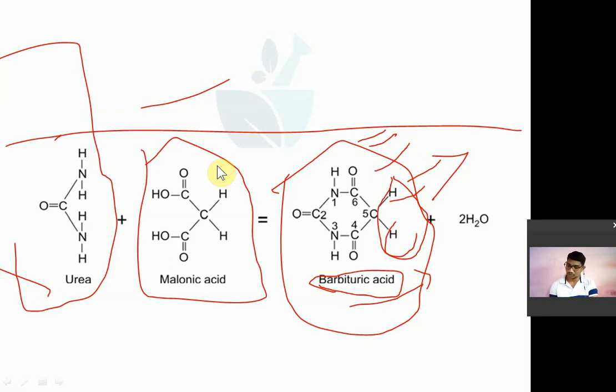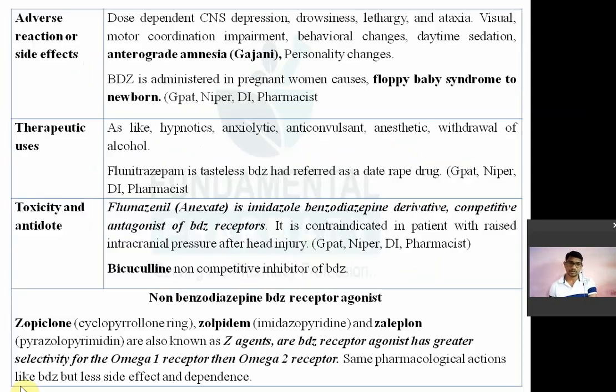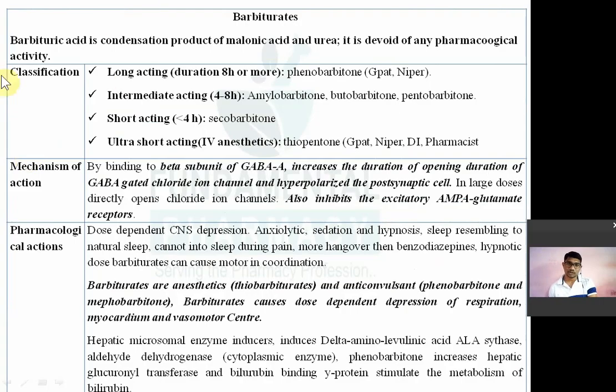So that is the story behind this. Remember, urea and malonic acid, when condensed together, give you barbituric acid. We'll see individual barbiturates. Barbituric acid is nothing but the condensation product of malonic acid and urea, and it is devoid of any pharmacological activity unless and until it is substituted.